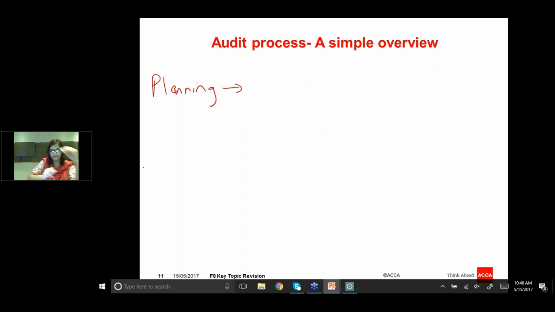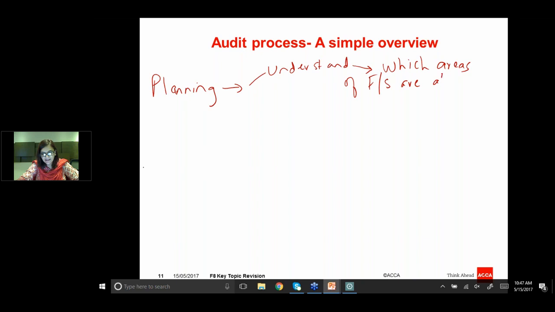When you actually reach the audit client, I want you to understand the business in detail. You are people who have never done an audit, you've never heard of an audit. You reach the audit client, I want you to ask questions. I want you to look at policy manuals. I want you to look at the marketing documents. I want you to understand what happens in the company. On the basis of the information that you get, I want you to tell me which areas of financial statements are at a risk of fraud or error.